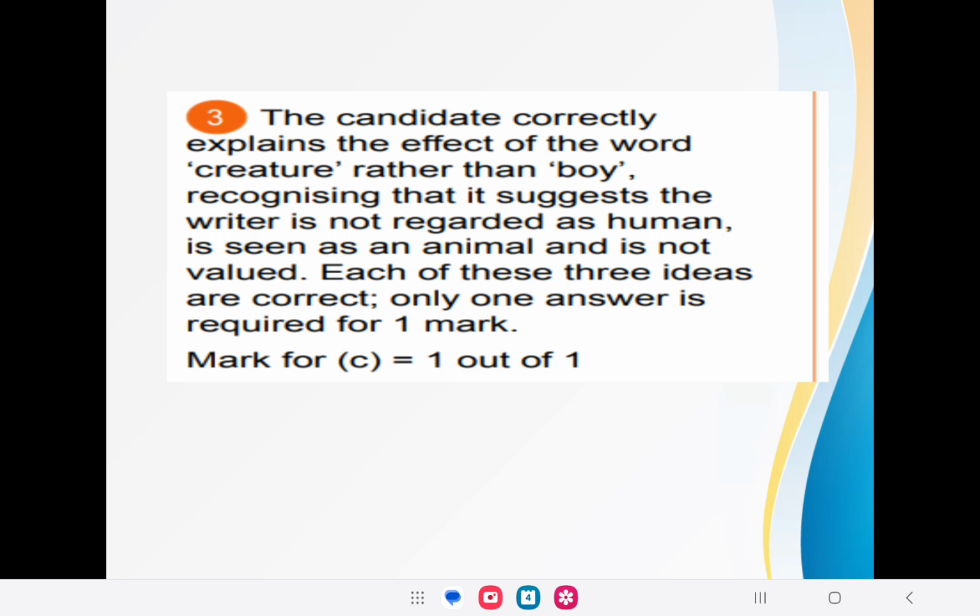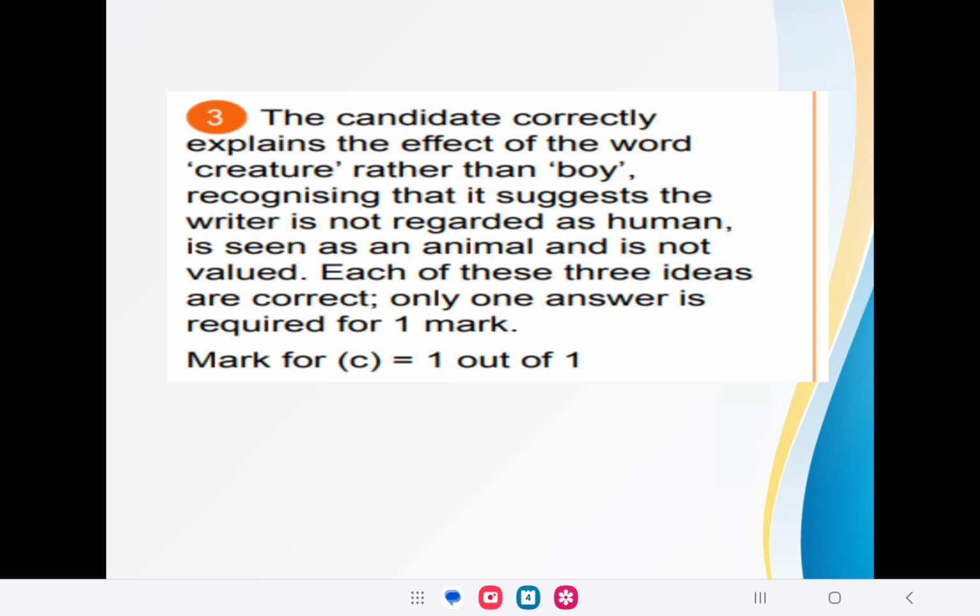The candidate correctly explains the effect of the word creature rather than boy, recognizing that it suggests the writer is not regarded as human, is seen as an animal, and is not valued. Each of these three ideas is correct. Only one answer is required for 1 mark.